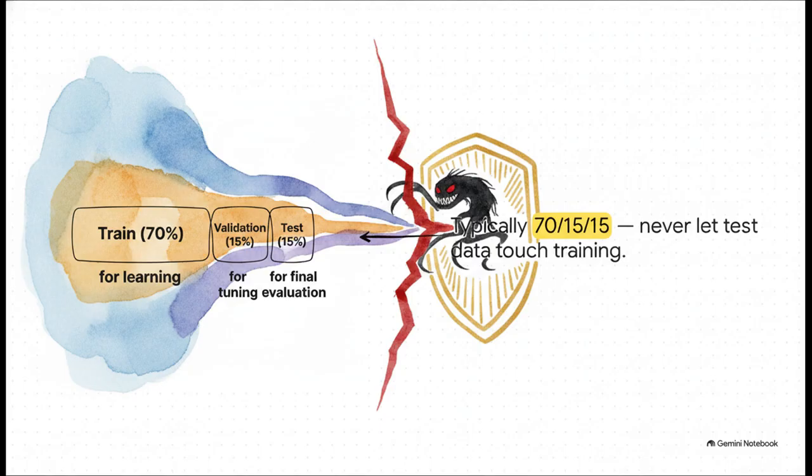You're typically looking at 70% for training, 15% for validation, and 15% for the final test evaluation. The golden rule here? Never, ever let your test data touch your training data. Doing so causes data leakage, which is literally the silent killer of model accuracy.